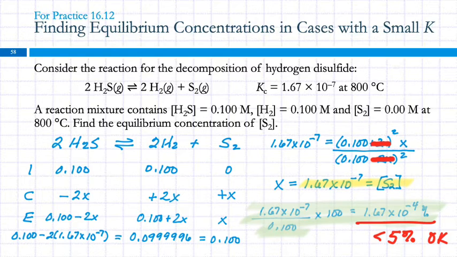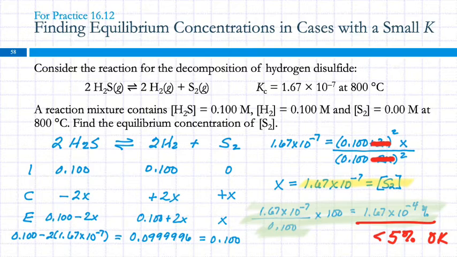Why would I even think to do that? I'm looking at this very small equilibrium constant, which tells me the reaction is not going to change very much. It's not going to go very far. So it's a possibility that x will be small. Did you have a question?